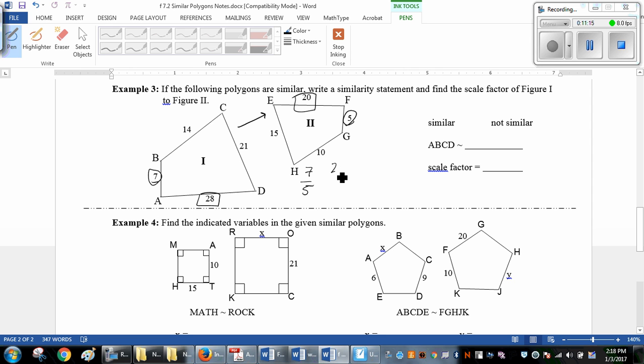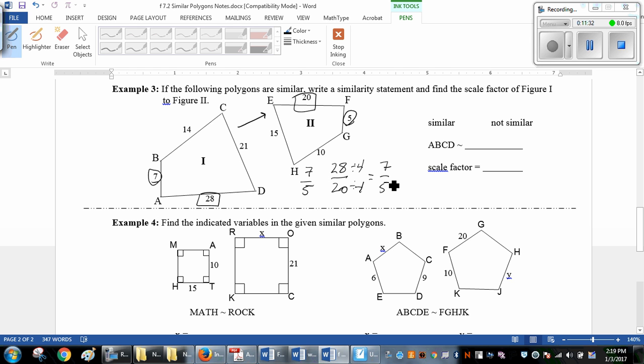28 over 20. And if I simplify that, I can divide each one by 4, it looks like. Divide by 4, divide by 4. And there we get our 7/5 again, so we're close. Okay, we got two sets of corresponding sides.